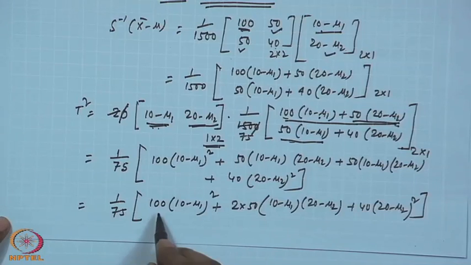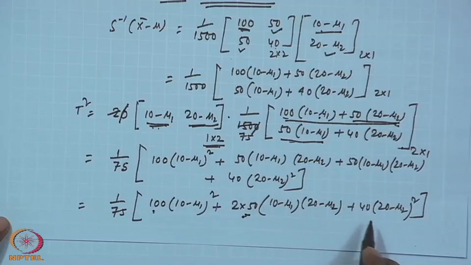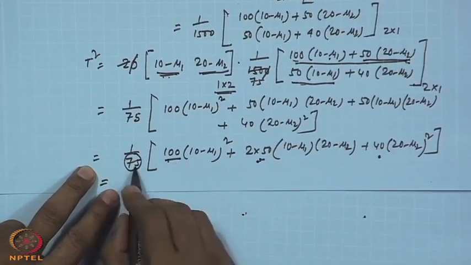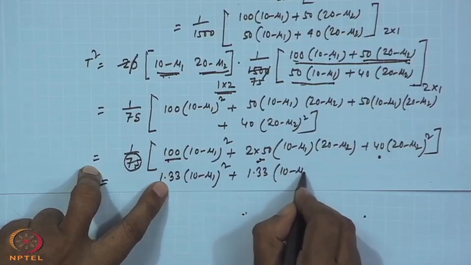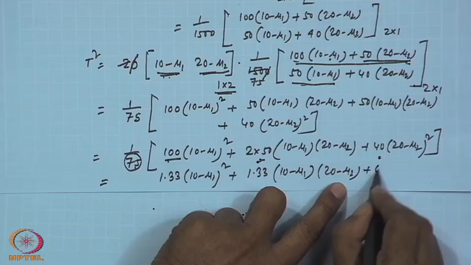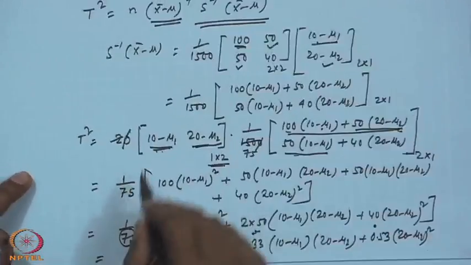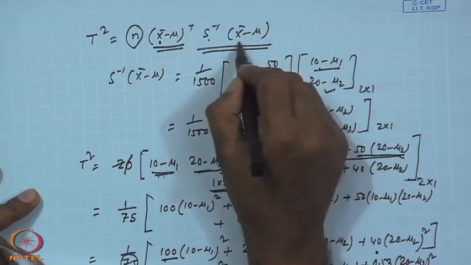Okay. So, this will be 1.33, the second one is 1.33, it should be 1.34, and this one is 0.53. So, the resultant quantity, if I divide this by 75, is 1.33 into 10 minus mu 1 squared plus 1.33 into 10 minus mu 1 into 20 minus mu 2 plus 0.53 into 20 minus mu 2 squared. This type of equation you have seen earlier also, when I asked you to develop the bivariate constant density function. It is similar, the only difference is that x bar is x, and S will become sigma.